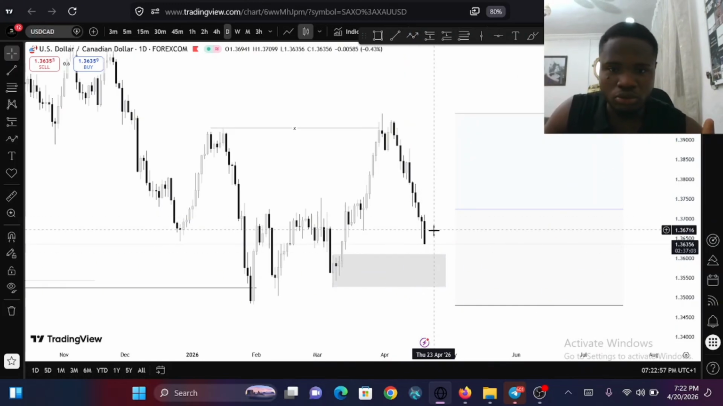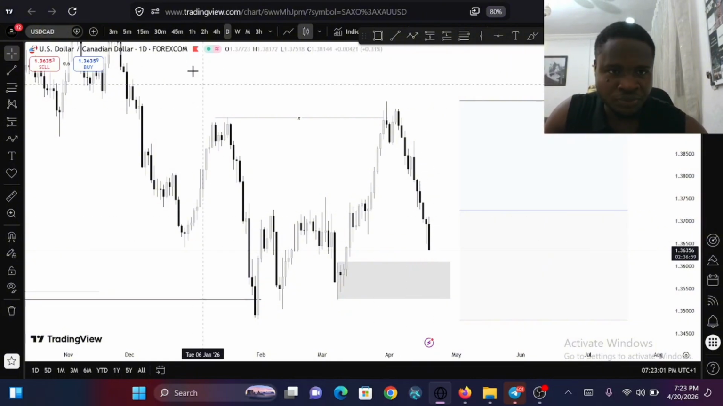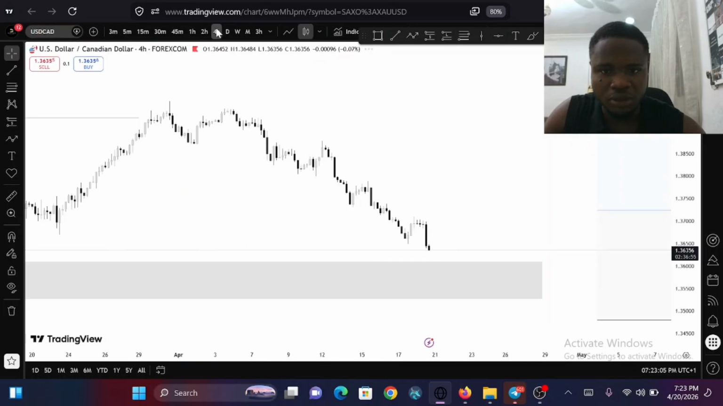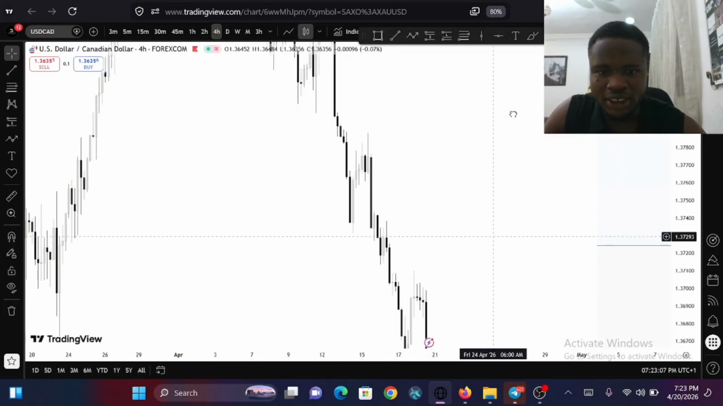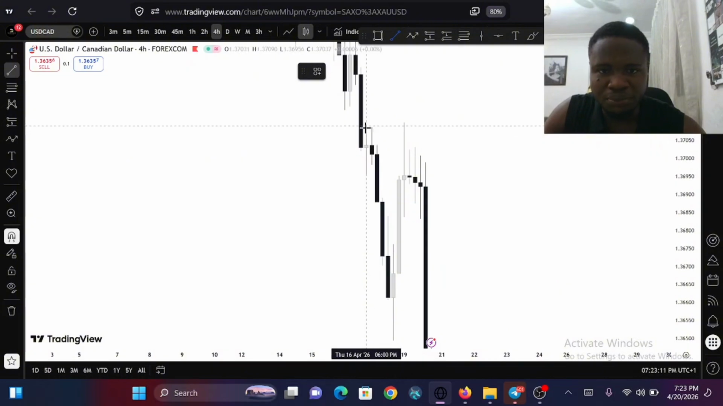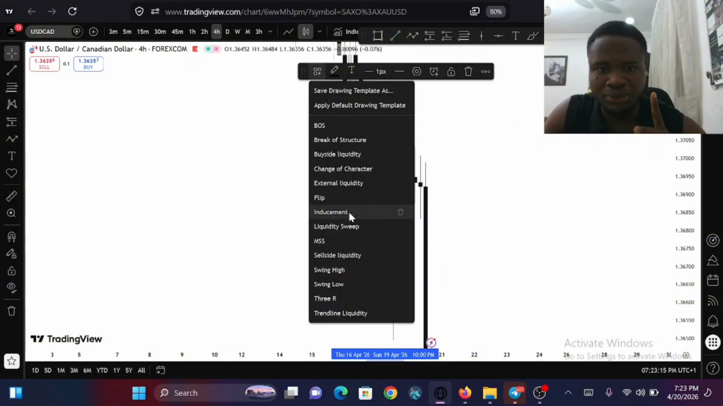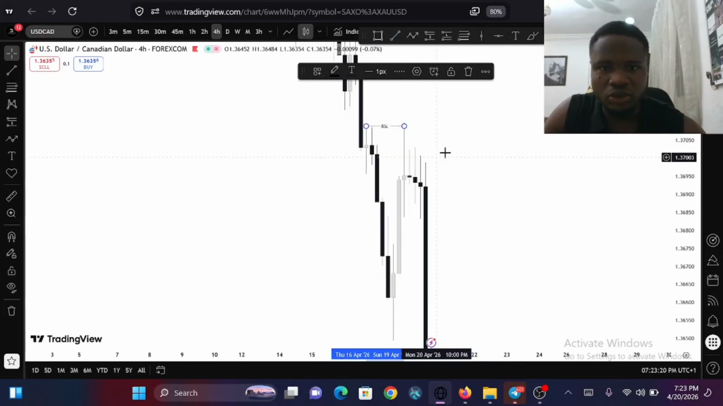It is not advisable, but I took the sell. Let me show you guys how I took the sell. If you drop down to your 4 hour time frame, let me drop down to my 4 hour time frame. We can see that price took out this high as a buy side liquidity. Price took out this high. Alright, it is not a break, price just swept it. So this is a buy side liquidity.